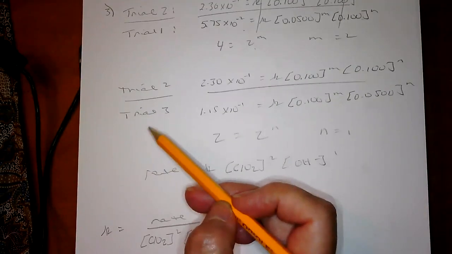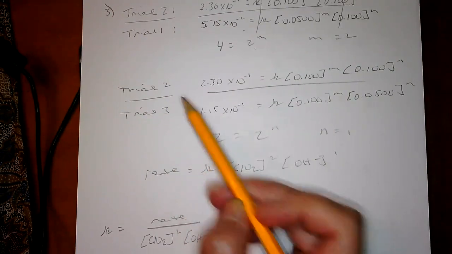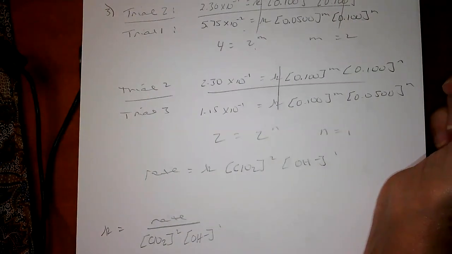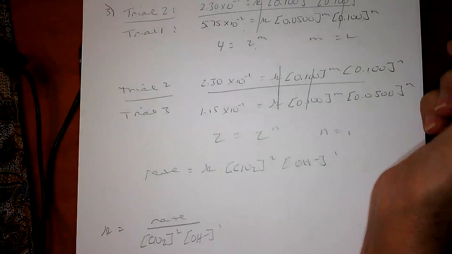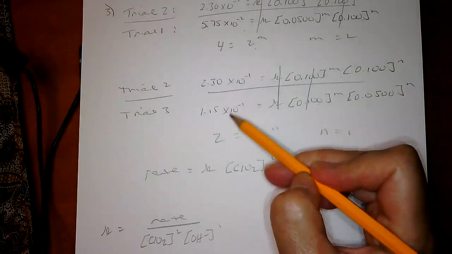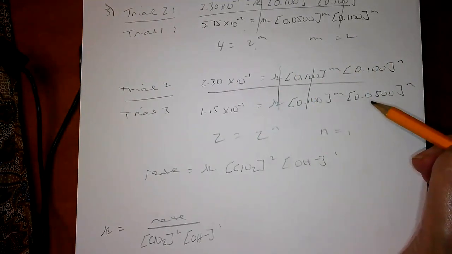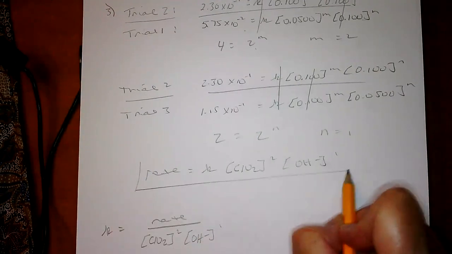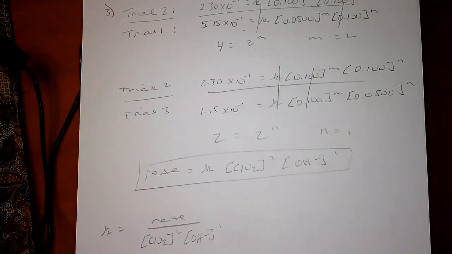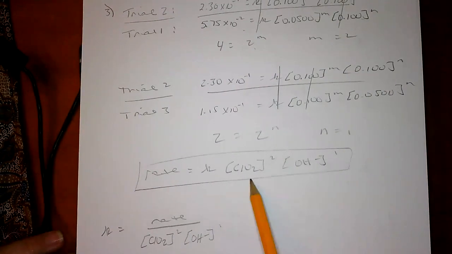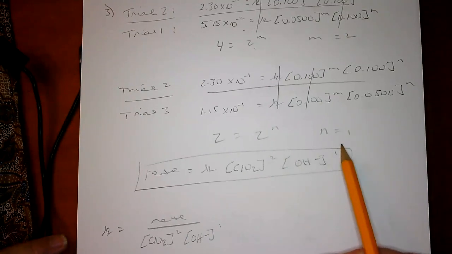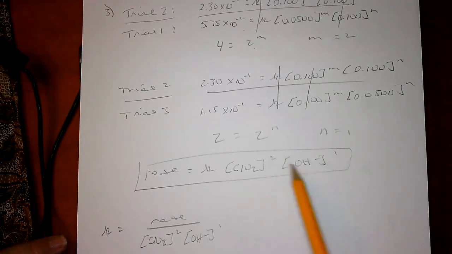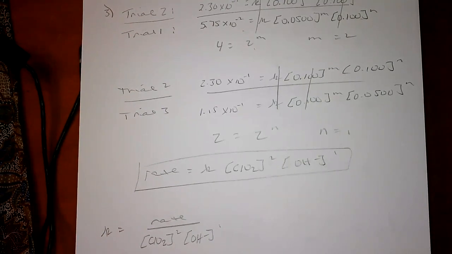Now, if I do trial two and trial three, k is a constant, and the ClO2 is a constant. Doubling the rate when I double the concentration tells me that hydroxide is first order. So this would be my rate expression, or my rate law: second order with respect to ClO2, first order with respect to hydroxide, third order overall.